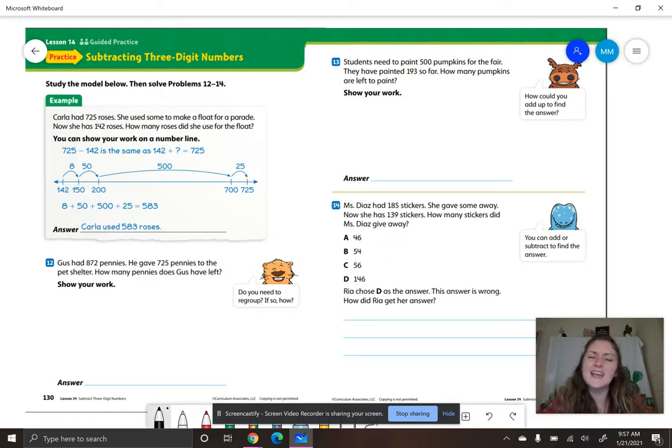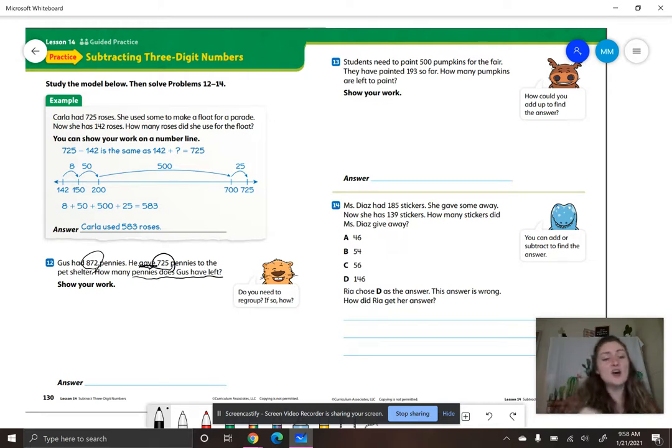It says Gus had 872 pennies. That's an important number. He gave, I'm going to underline the word gave. That sounds important. 725 pennies to the pet shelter. How many pennies does Gus have left? So underlining those keywords, what do we know we're doing? We are subtracting. So if we know we're subtracting, that means we're starting with a whole and we're taking away a part. What is our whole? 872. And what is the part that we are taking away?